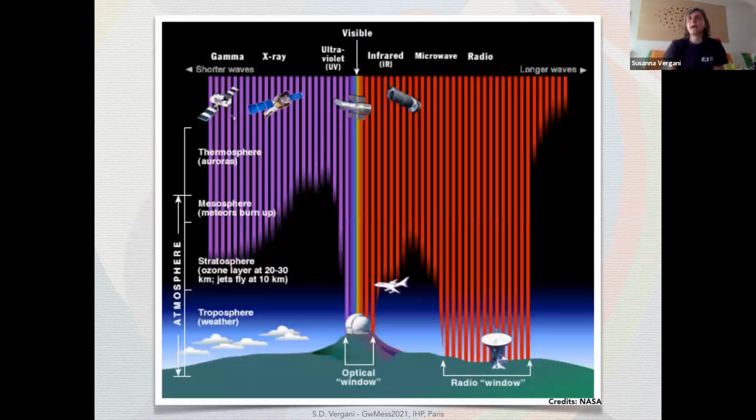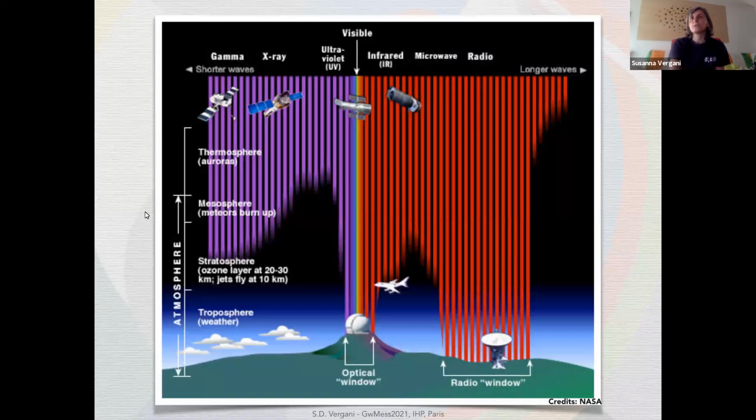So just a slide to show the way astronomers observe the sky at different frequencies. So you have the electromagnetic spectrum from gamma rays to the radio. And you will see that there are some windows that can be observed from the ground, like the optical one and the radio one, and the others for which we need to go to space because the atmosphere absorbs such frequencies. So we need satellites to observe the sky.